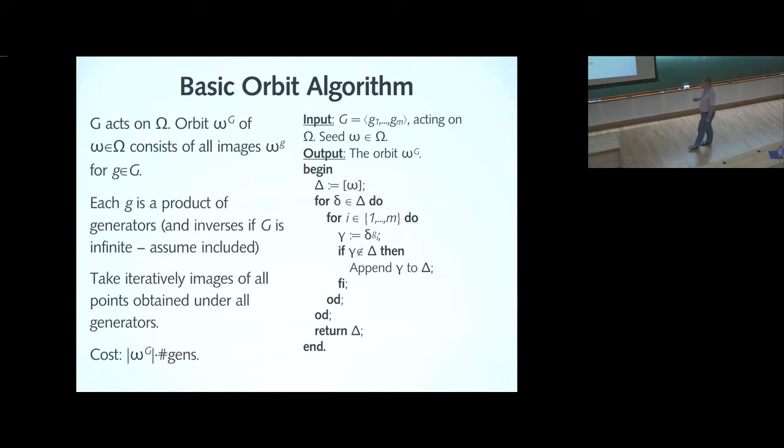At the end, when the partial orbit hasn't grown anymore, it must be the full orbit. That calculates the orbit. What is the cost of it? The cost of it is proportional to the length of the orbit times the number of generators, because I'm taking the image of every orbit element under every generator.